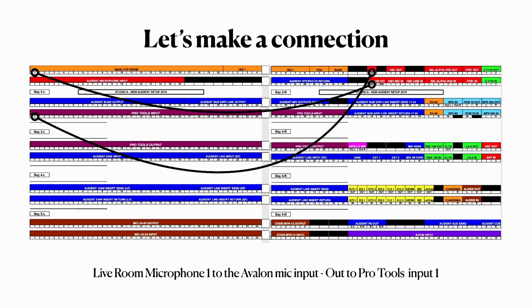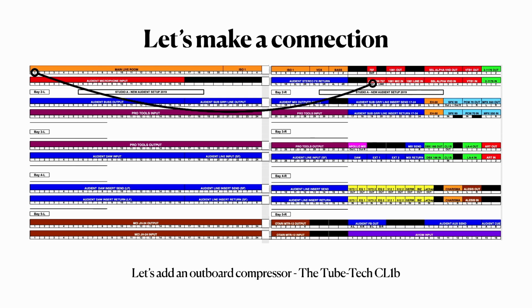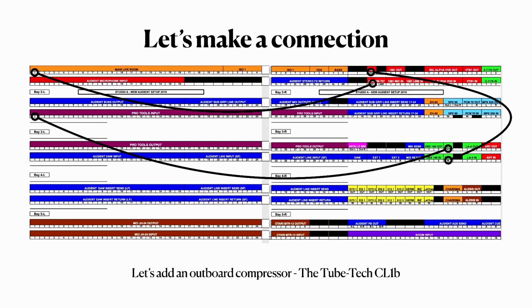Okay, so now let's take that same scenario and let's add an outboard compressor. We're going to take channel 1 and run it into the mic input on the 737. Take the output of the 737, run it to the CL1B input, out of the CL1B into channel 1 in Pro Tools. Again, we've bypassed the Audient console. That's still connected on the inside to the Pro Tools output, coming back to the console so we can hear it, and that's where we are.